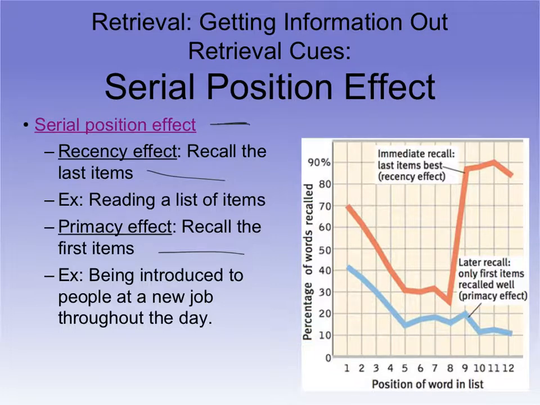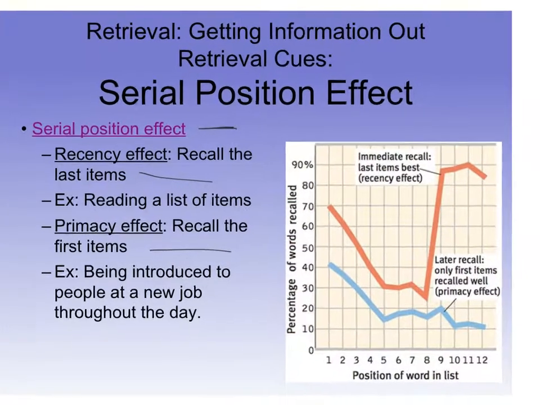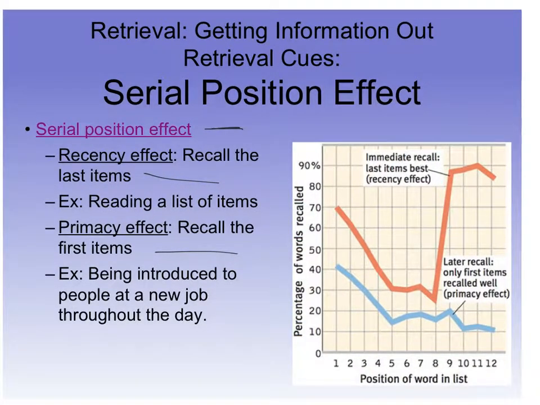That's easy to remember. Recency is like recent, the last things. Primacy is like prime, like the first ones. But again, both of those refer back to the serial position effect, that you're not going to remember names 5 through 10 on a list. You'll remember 1 through 4 and 11 through 15 if I read you a 15-item list perhaps.